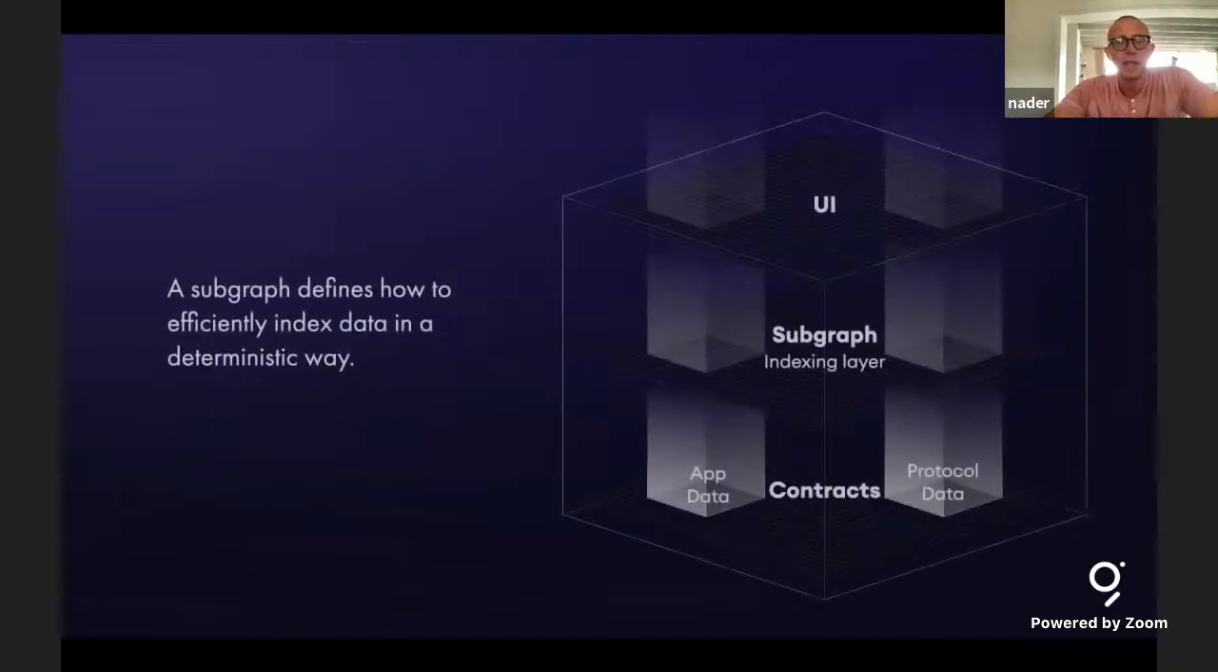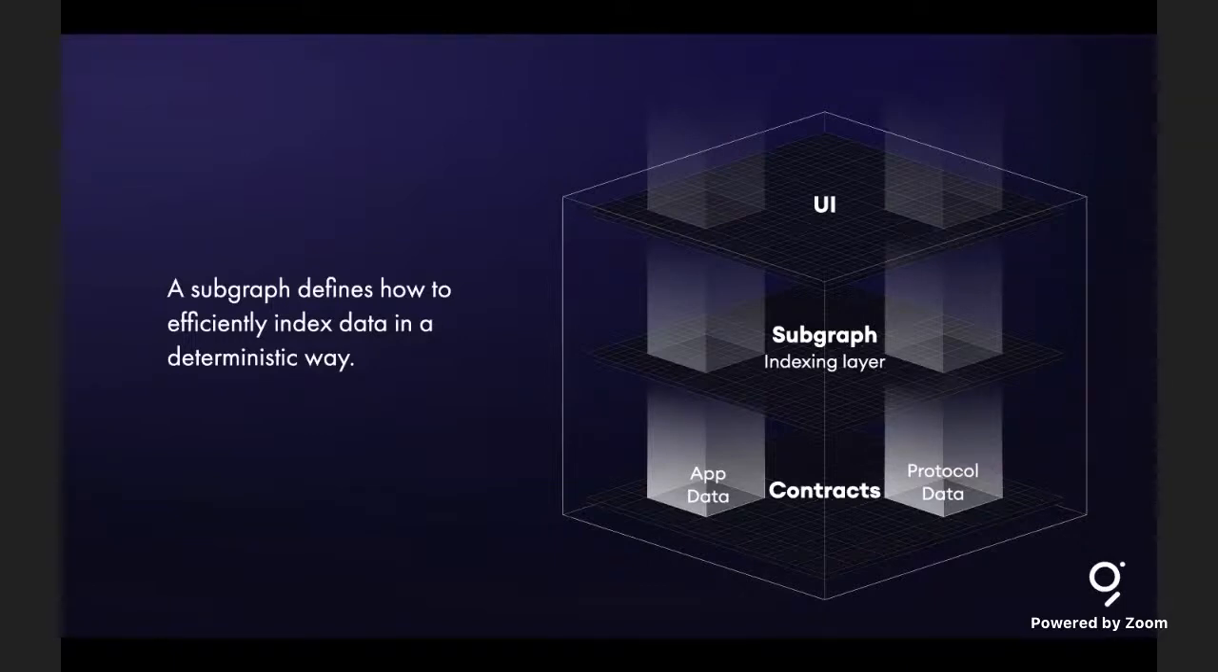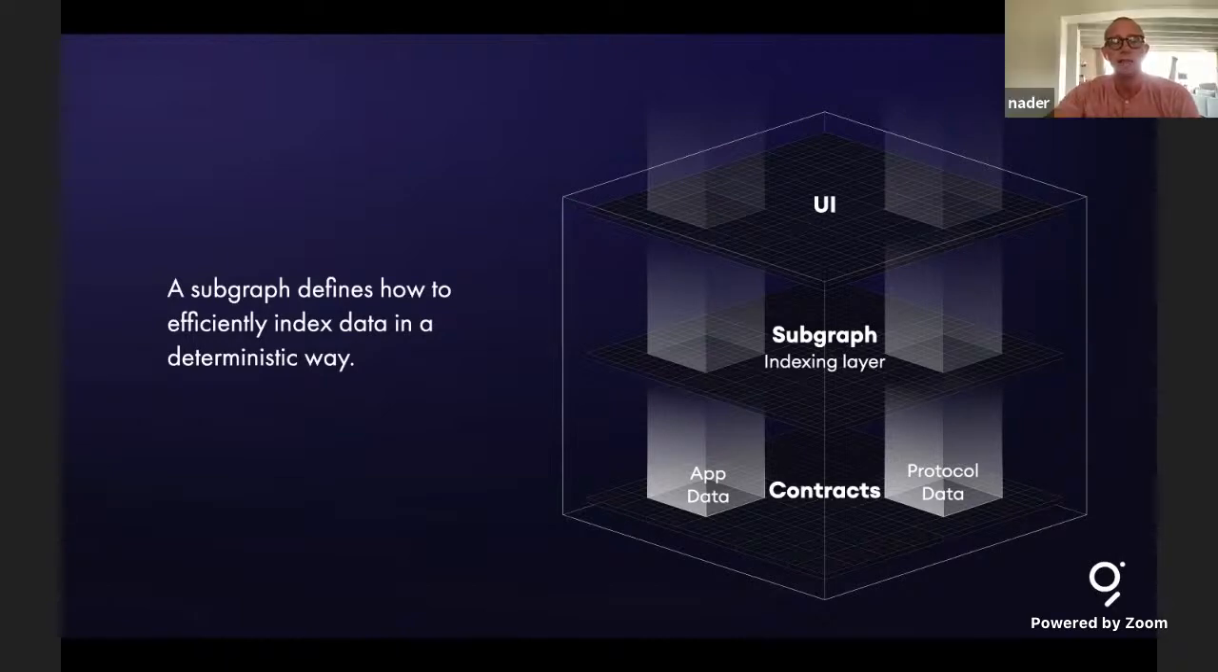So the Graph aims to solve this by being this indexing layer that sits in between your user interface or your application and a smart contract. You can define a smart contract address, and you can define the functions or the events that you would like to index, and all of that data will be stored, saved, and made queryable, and it will also keep up with any future updates as well.